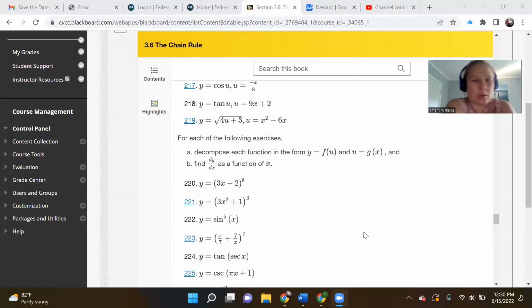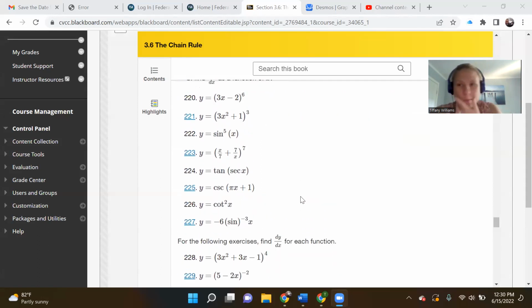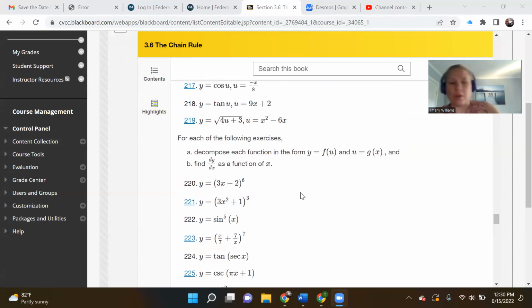Right, guys, so we are now going to look at number 221. For each of the following exercises, it asks us to decompose each function in the form of y equals f of u and u equals g of x, and then find dy dx as a function of x. So unlike last time where they already had them split up for us, we are going to split them up ourselves. I'll do two examples on this video, and then we'll do some more because I'm going to bring up the trig stuff, but we have to look at some more stuff.